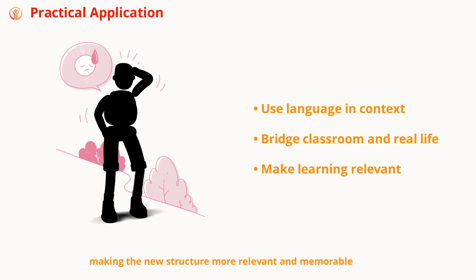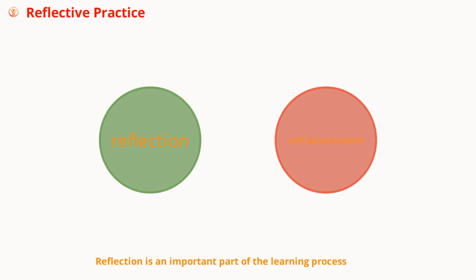relevant and memorable. Reflection is an important part of the learning process. By thinking about what they've learned and how they learned it, students become more aware of their progress and can set goals for future learning. Teachers can encourage this by asking reflective questions at the end of each lesson.